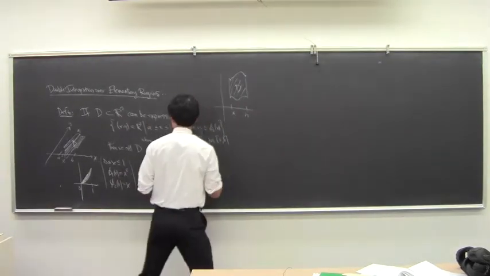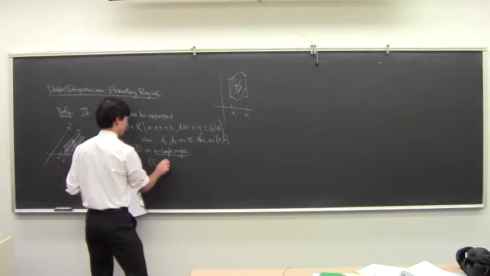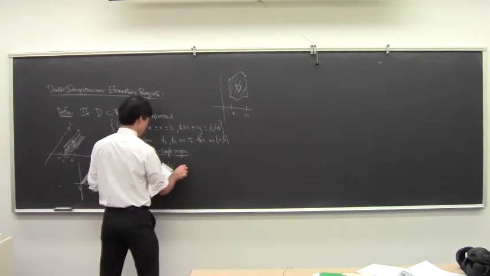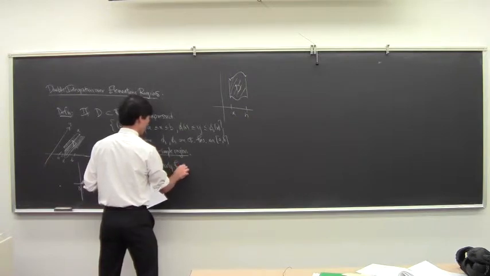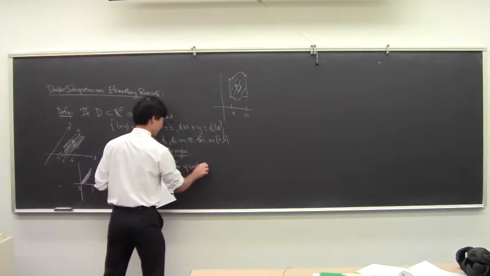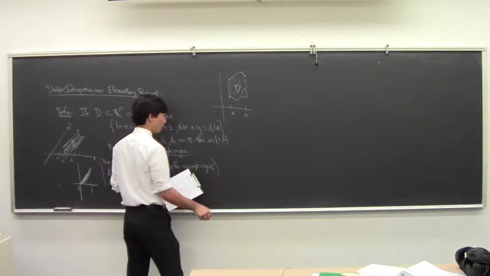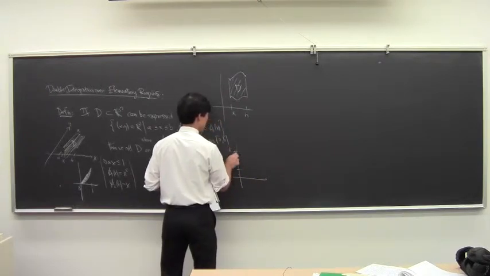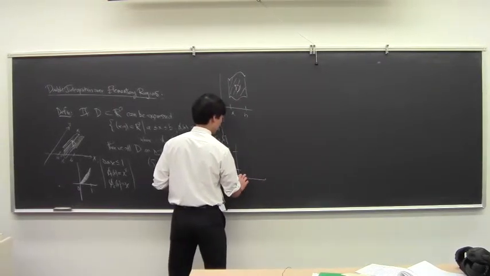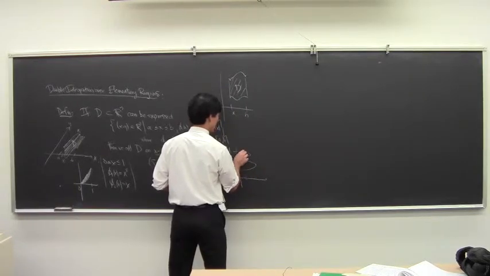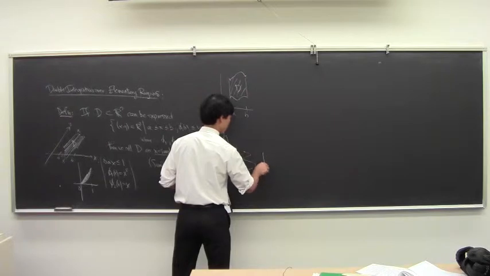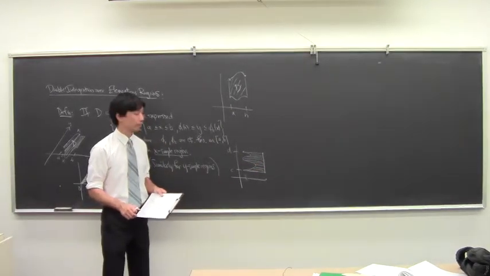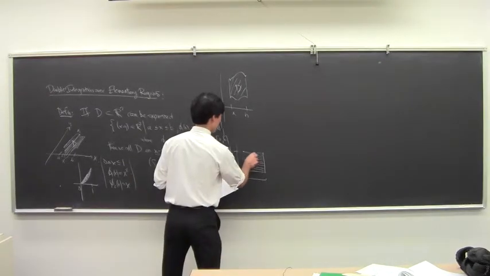Okay, and similarly we can define a y-simple region. A y-simple region is going to be something where y ranges between c and d, right? And you have one function of y, and you have some other function of y, and your region is the space between those functions. So this is like this.